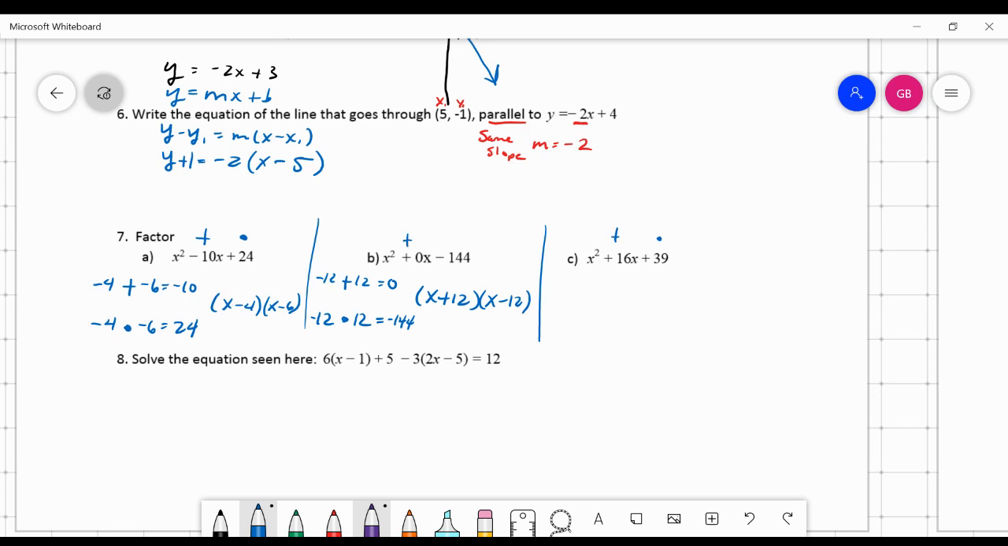Last one, looking for numbers that add up to 16 and multiply to 39. Those numbers are 3 and 13. When you're thinking of these numbers, I suggest you start with multiplication to narrow it down.